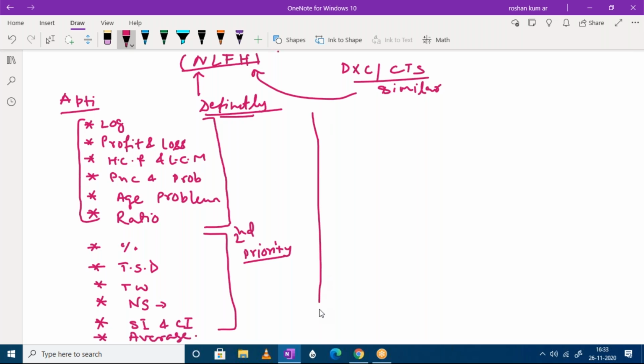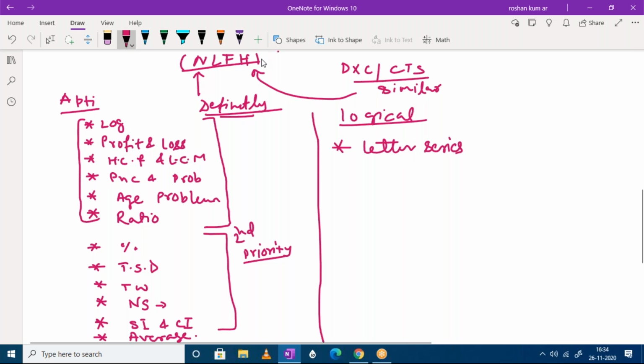Something which is important in terms of your logical reasoning is letter series. This I believe you guys can do even without training. This letter series is nothing very difficult, but still we will cover it.